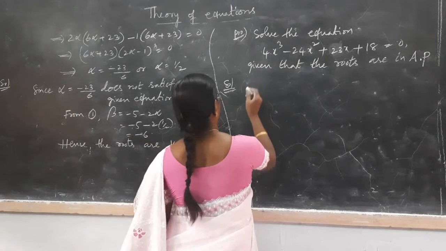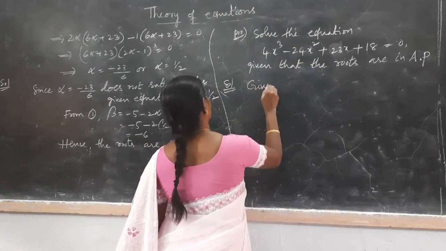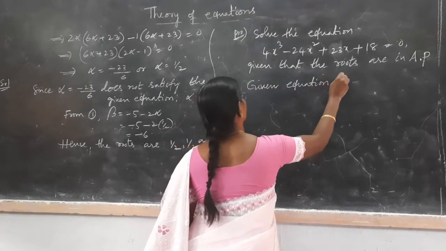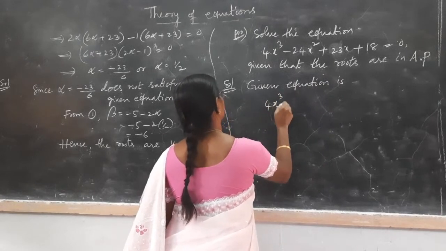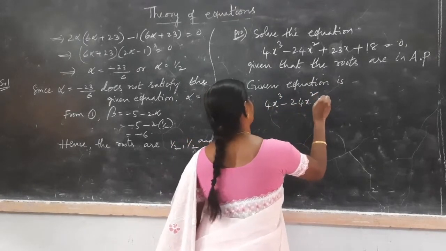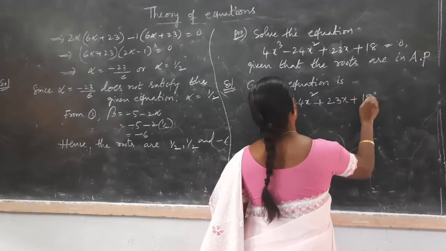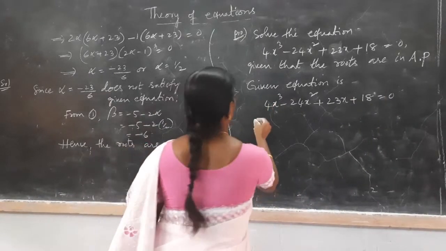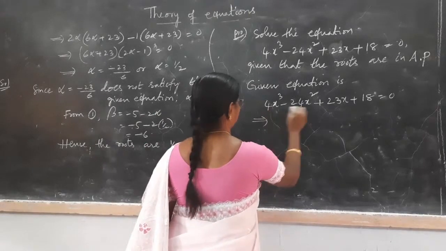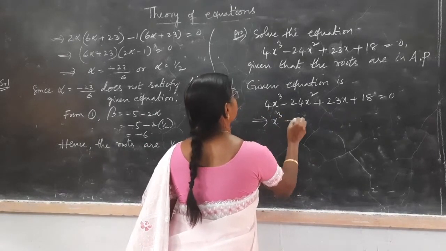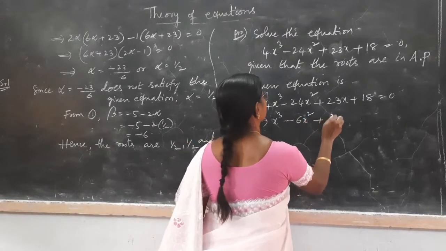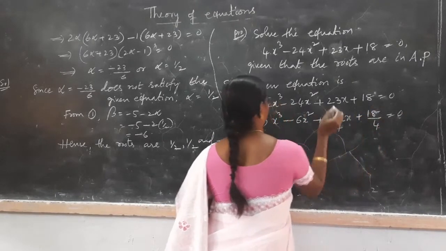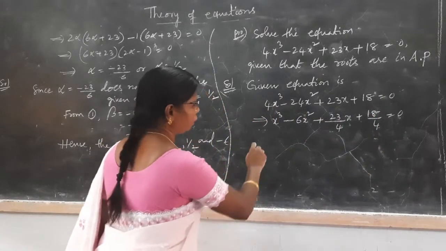Okay. So now I am solving here. Given equation is... సో ఎప్పుడు కూడా మనం రిలేషన్స్ రాయాలి అని అనుకున్నప్పుడు ఎప్పుడు దీన్ని మోనిక్ పాలినామియల్ ఈక్వేషన్గా తయారు చేసుకోవాలి. డివైడ్ బై 4 ఆన్ బోత్ సైడ్స్. సో x³ minus 6x² plus 23/4 x plus 18/4. This is polynomial. So now it is very clear.